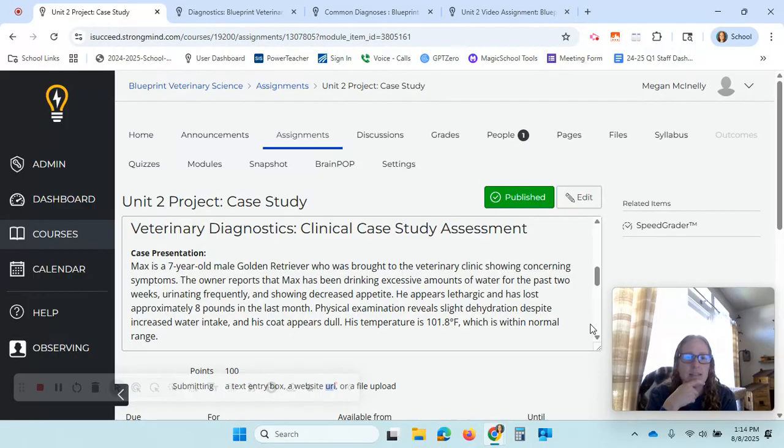It says Max is a 7-year-old male golden retriever who was brought to the veterinary clinic showing concerning symptoms. The owner reports that Max has been drinking excessive amounts of water for the past 2 weeks, urinating frequently, and showing a decreased appetite. He appears lethargic and has lost approximately 8 pounds in the last month. Physical examination reveals slight dehydration despite increased water intake, and his coat appears dull. His temperature is 101.8 degrees Fahrenheit, which is within the normal range.